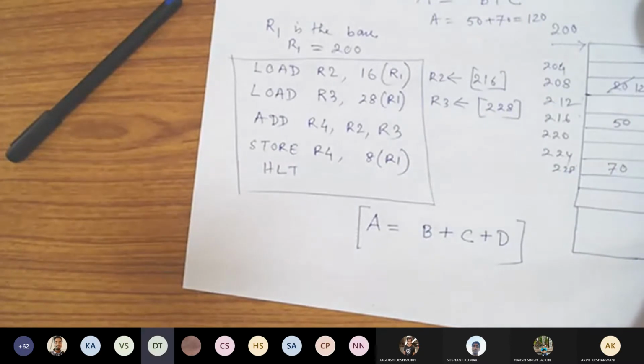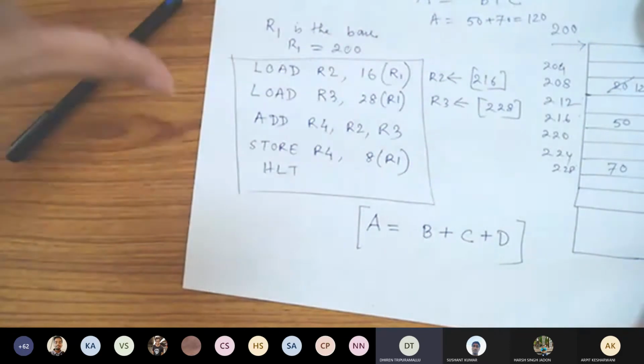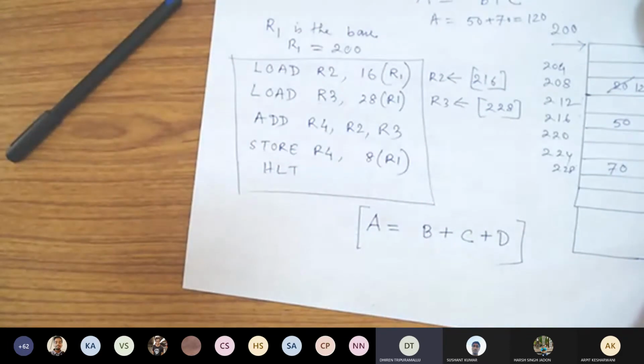Sir, don't we use hexadecimal notation anywhere in this? Hexadecimal notation. I'm not using hexadecimal. We are all using decimal. Okay, sir. So you can choose your locations, but I want you to give me a solution for that.